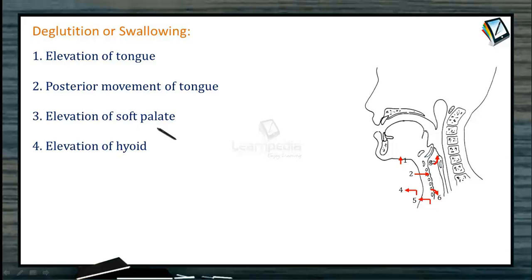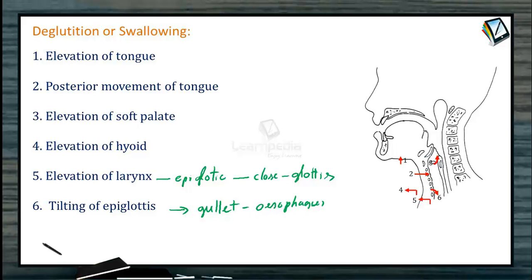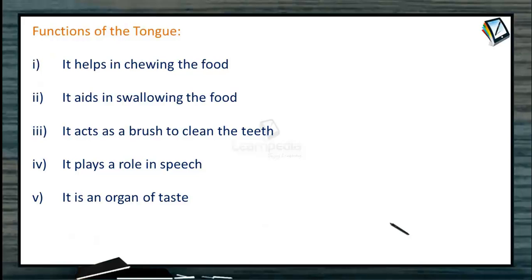Then elevation of the hyoid apparatus and elevation of the larynx, so that the epiglottis will close the glottis. Glottis is the opening of the larynx. Then finally, the tilting of the epiglottis on the glottis pushes the food material into the gullet. Gullet is the opening of the esophagus. So swallowing of food in the buccal cavity is voluntary, whereas from the pharyngeal region onwards, it is involuntary.